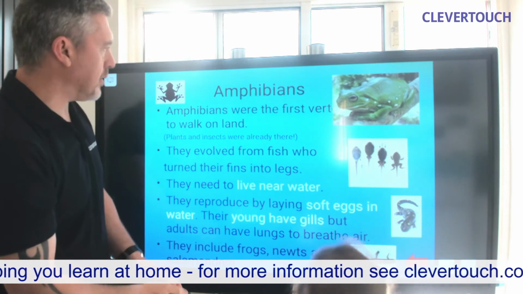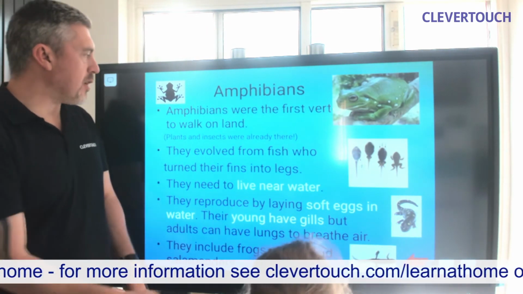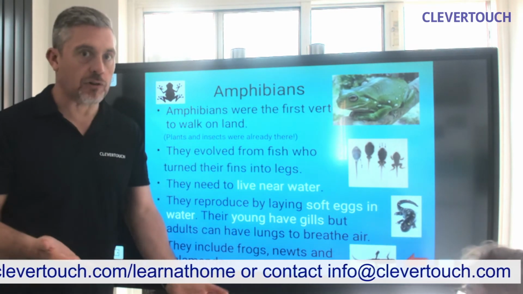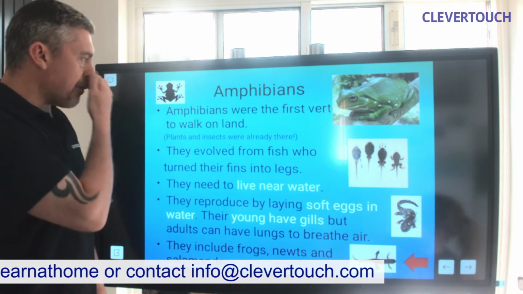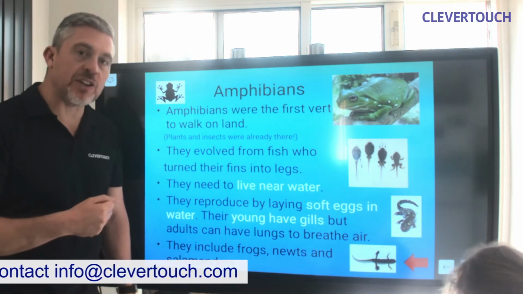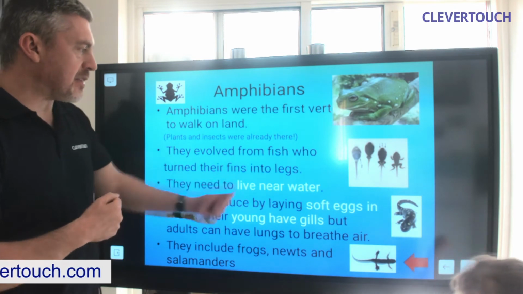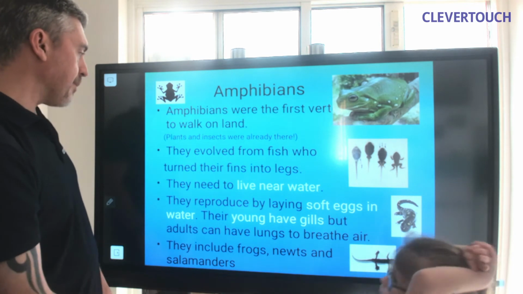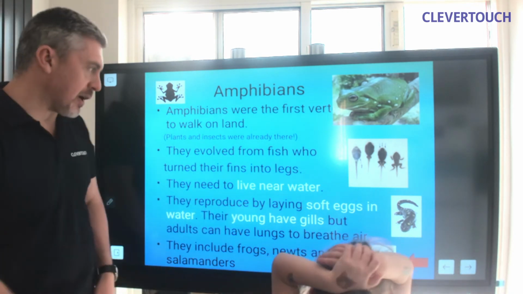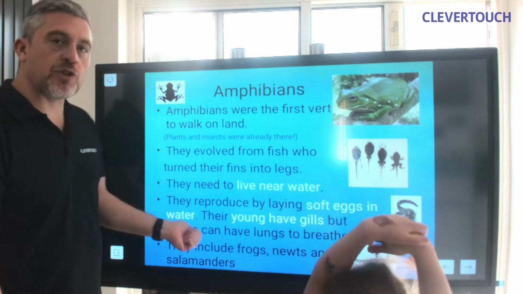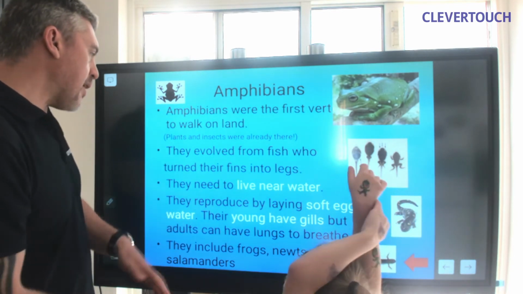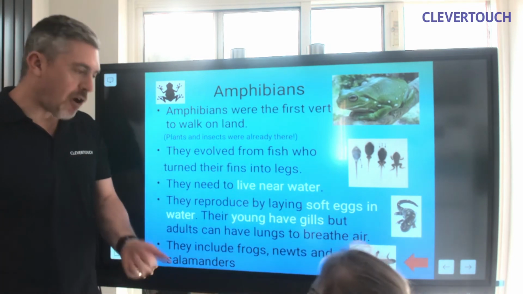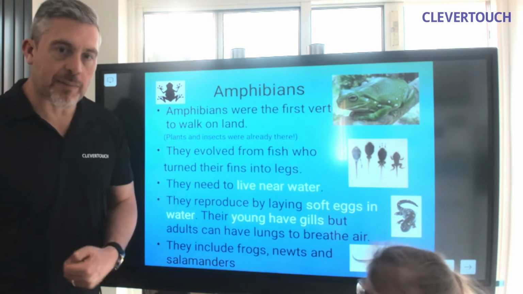Okay, now amphibians. Amphibians were the first vertebrates to walk on land. Plants and insects had already got there first though. They evolved from fish who turned their fins into legs. But they need to live near water. Their skin will dry out if they're not close enough to water. They reproduce by laying soft eggs, just like fish, and they have to do that in water. Their young have gills, but adults can have lungs to breathe air. And they include creatures like frogs, newts, and salamanders.